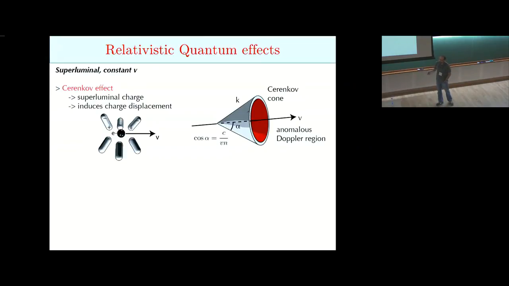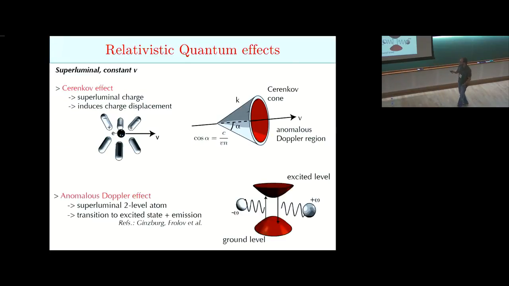If you have a charged particle that moves through a neutral medium, the dipoles will reorient themselves as a consequence of this, and you will have emission of light, what is called Cherenkov radiation. But you can also have another effect. I've indicated this inner region here. It's what I call the anomalous Doppler region. This is another very interesting effect, which is, I think, a lot less known, called the anomalous Doppler effect. The people who have really worked on this are Ginzburg and Frolov. If you Google anomalous Doppler effect together with their names, you'll find several papers.